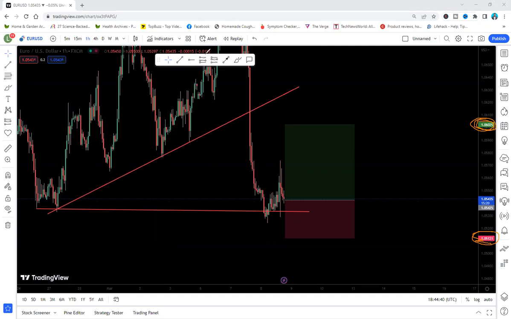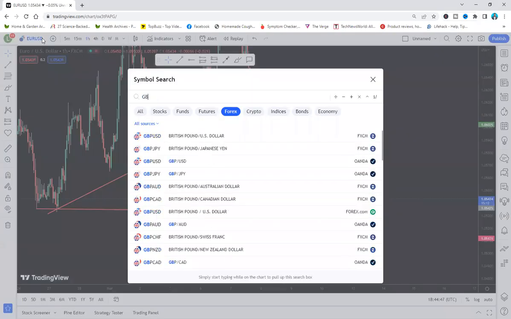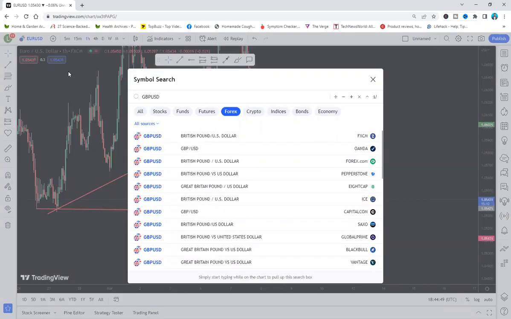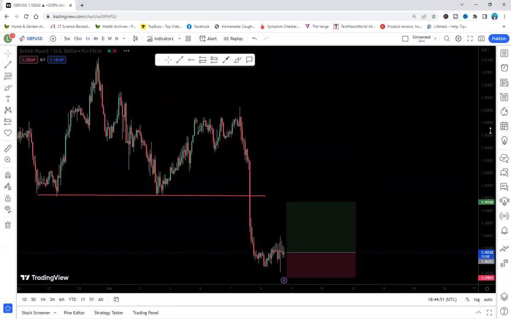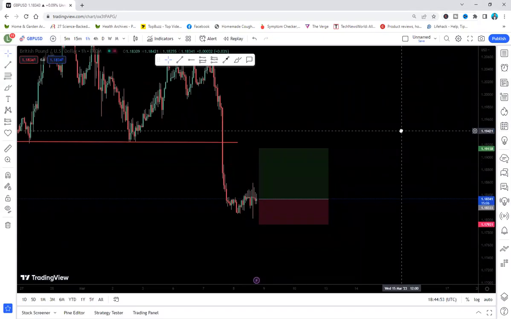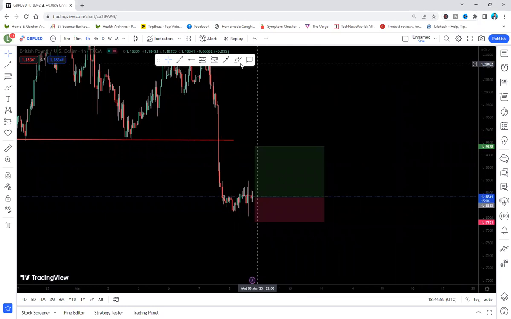So when you look at all the pairs, you will be able to see the take profits and the stop loss. So GBP USD, you'll see the same thing. So you can see that over here. So if you are looking for the take profit, it's here. The take profit is 1.19138. And then the stop loss here is 1.17931. So that is that.